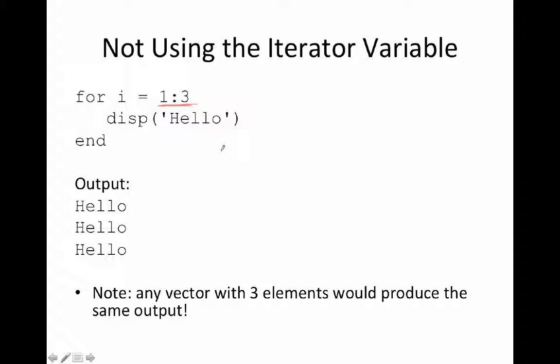So when I has a value 1, we display hello. When I has a value 2, we display hello. When I has a value 3, we display hello. And that's it. So in this case, any vector that has 3 elements would accomplish the same task, but it's more common to use the colon operator, and it's more clear using the colon operator that we're iterating 3 times.